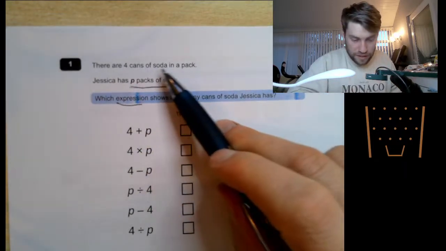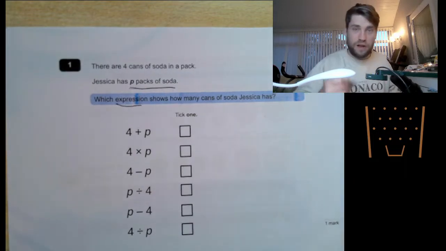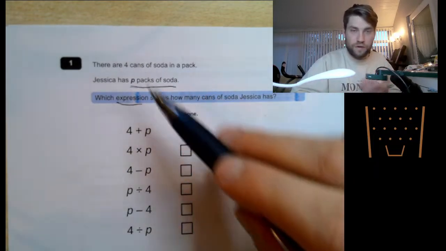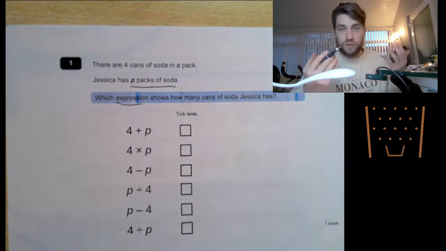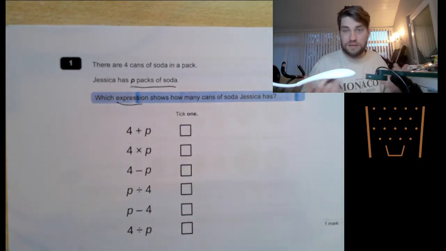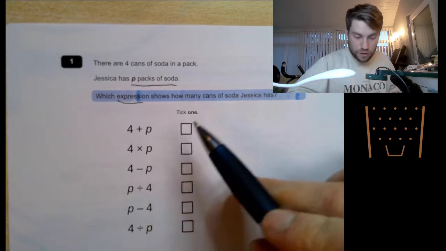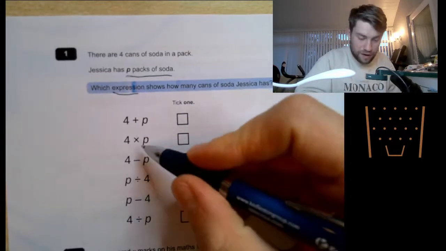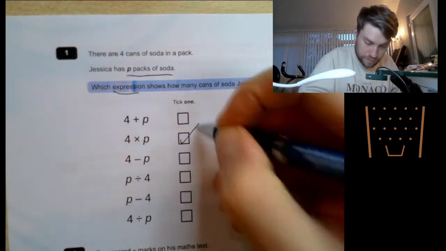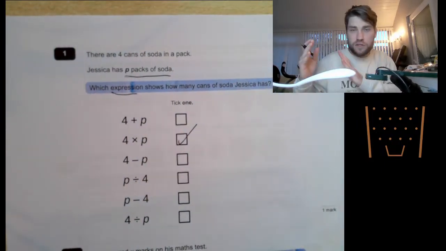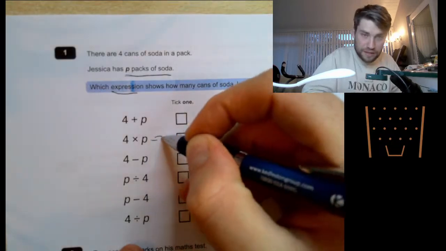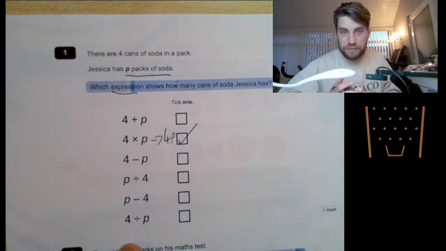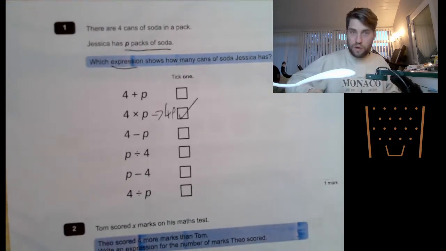So 4 cans of soda in a pack, P packs of soda. So if you, for example, bought 3 packs of soda, you'd do 4 multiplied by 3, 12. However, we don't know that. We don't know how many packs there are. So it's going to be 4 multiplied by P. So which of these shows that? Well, that is this one. Yeah. As you get further on in algebra, you'll know that can also be written as 4P. Okay. Right, next one.